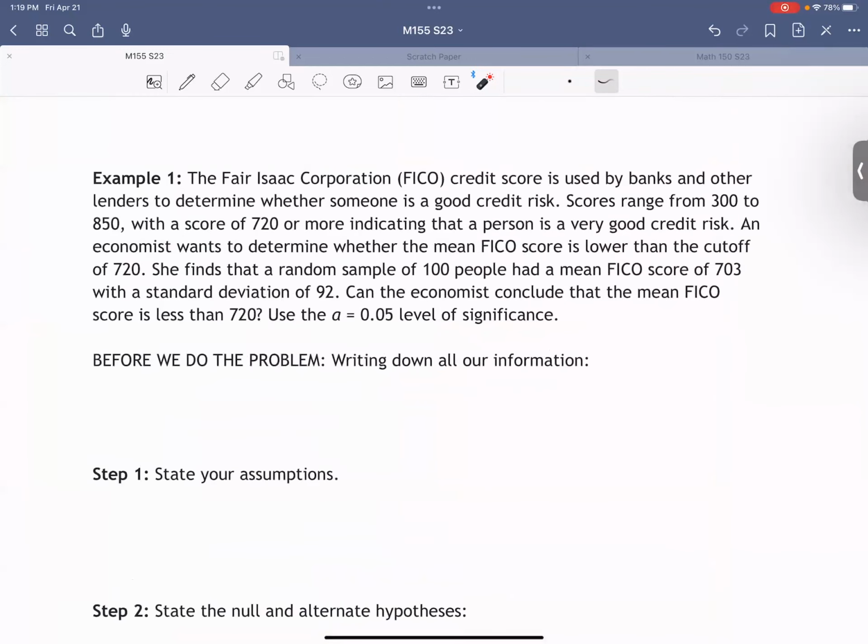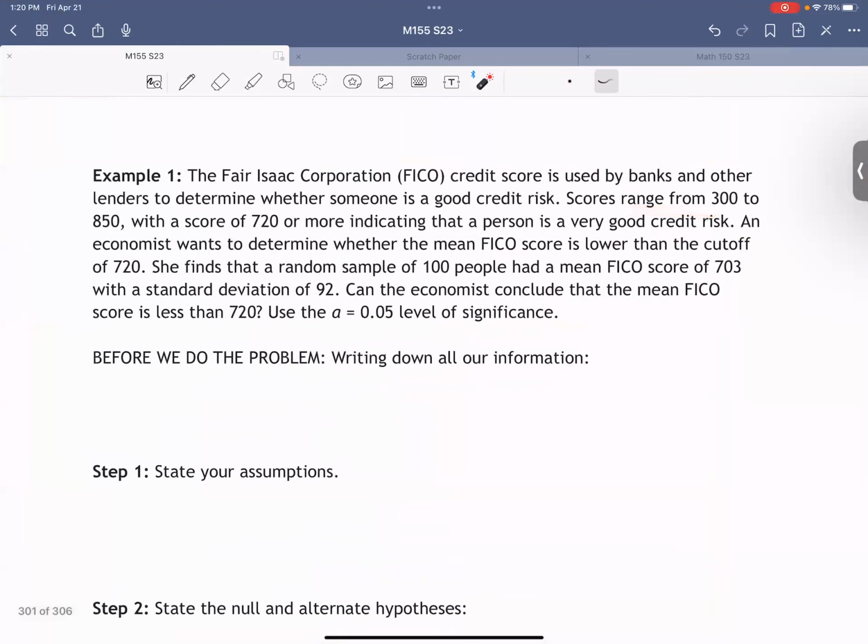Example 1, we are given a problem about FICO credit scores. I honestly don't know anything about credit scores except that you want a high one. So apparently it's talking about the mean credit scores that people have. Why don't we just read through this and write down all the information that we're given. Scores range from 300 to 850. I don't think that tells us anything. Okay, here we go. An economist wants to determine whether the mean FICO score is lower than 720. Well, 720 is definitely a number there.